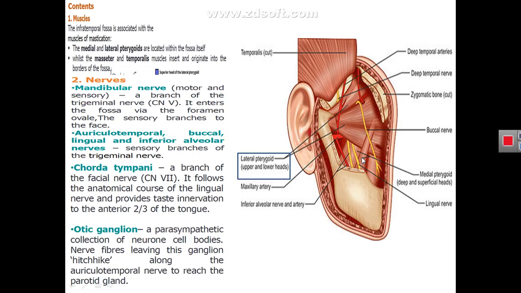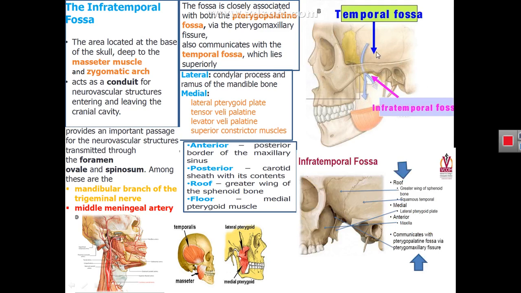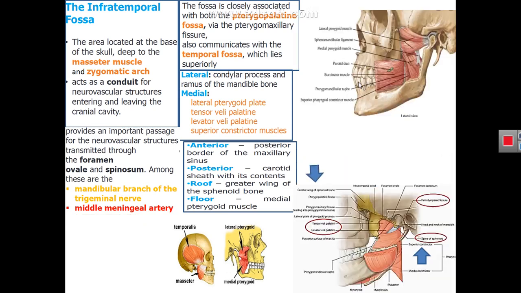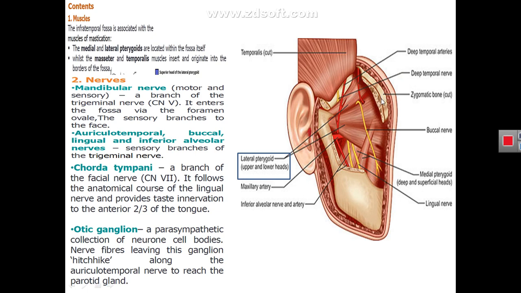Don't forget that the temporalis muscle inserts into the coronoid process of the mandible. Temporalis muscle originates from the temporal fossa. The tendon of the temporalis muscle passes deep to the zygomatic arch, and after passing deep to the zygomatic arch, is attached to the coronoid process of the mandible. So the contents of the infratemporal fossa include first the muscles, which are medial pterygoid, lateral pterygoid, masseter muscle, and part of the temporalis muscle.